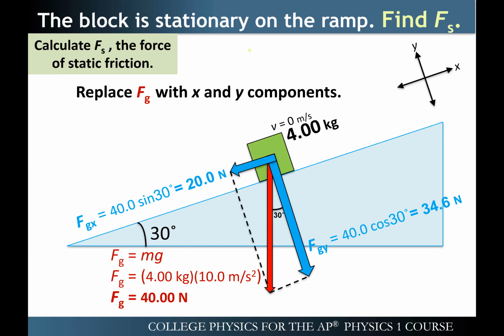Any questions about how we turn this angled weight force into a triangle that aligns with the axes? Okay, any question about how we find the components using sine and cosine?